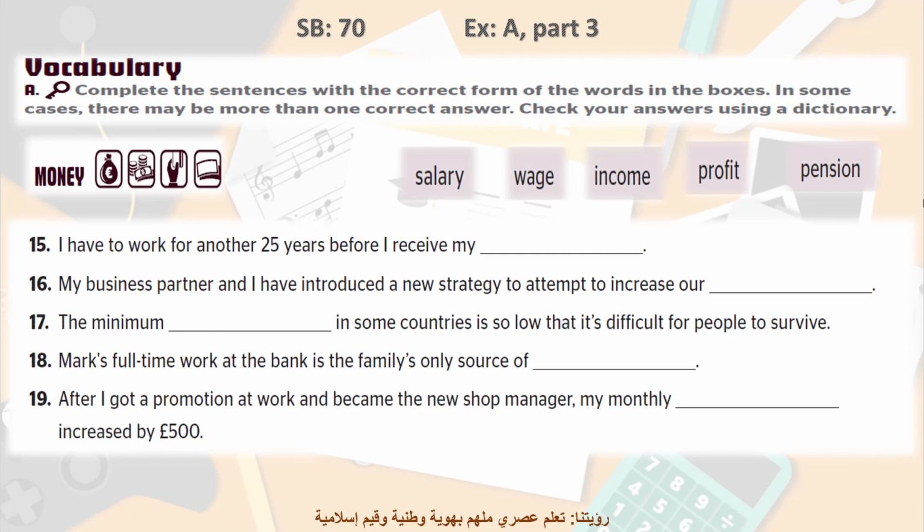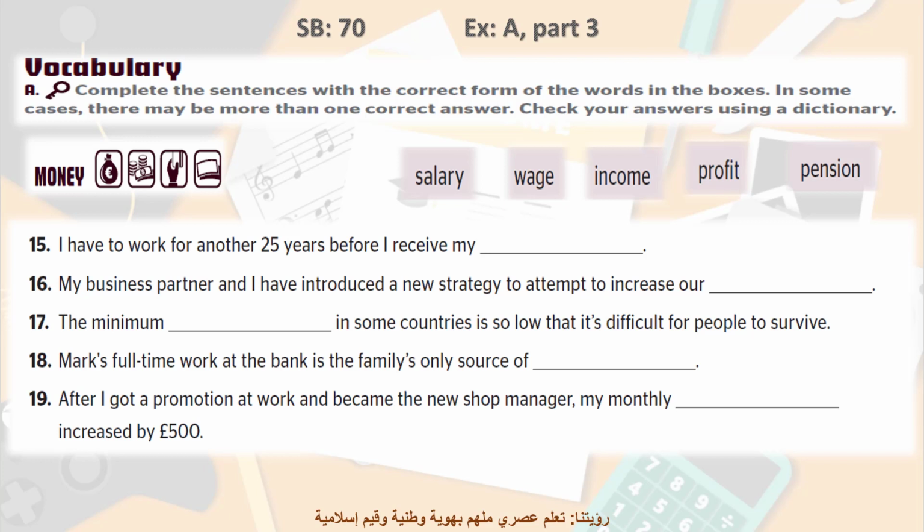Hello, it's part 3 of exercise A. Again, we're asked to fill in the spaces with these words. We have here 5 words related to money. The first one is salary. A salary is the money you are paid at the end of the month. What about wage? It means the money you get when you do something for someone. What about this word, income?